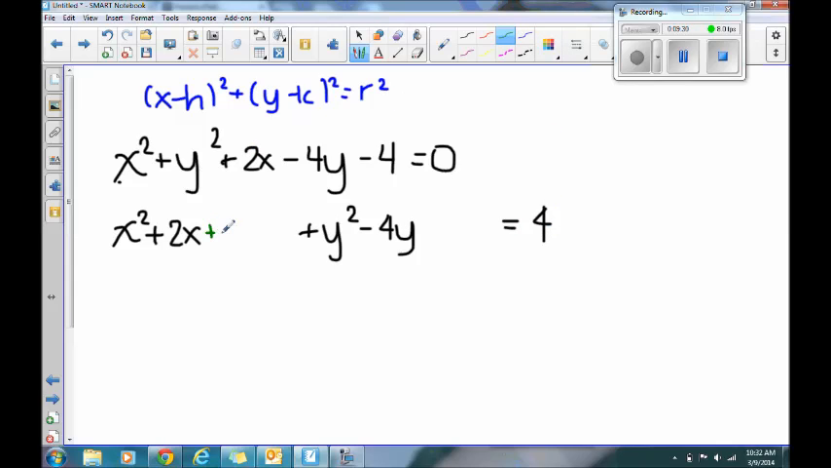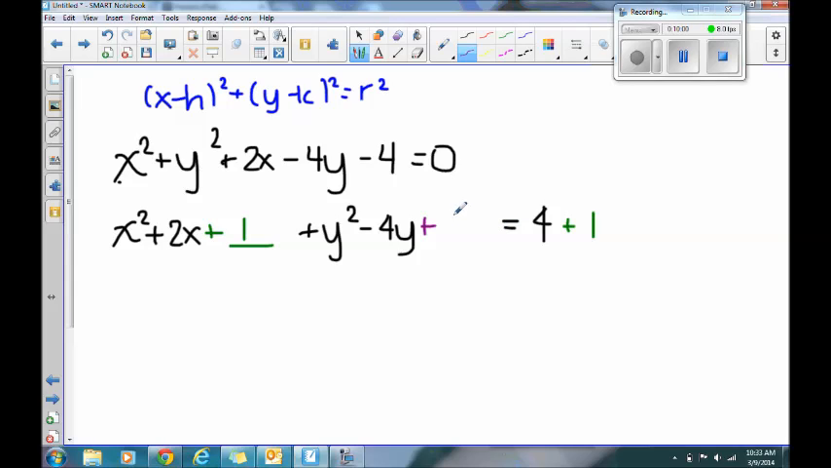Now remember, when we complete the square, we're going to take half of that term and square it. So if I take 2 divided by 2, I get 1, and 1 squared is 1. Now I can add anything I want to here as long as I also add it to the other side. Anything I want as long as I do the same thing to both sides. Then we come back and do the same thing with the y's.